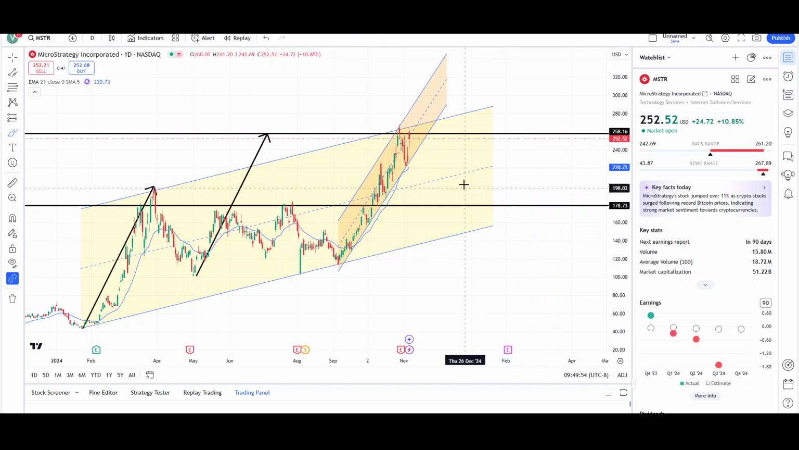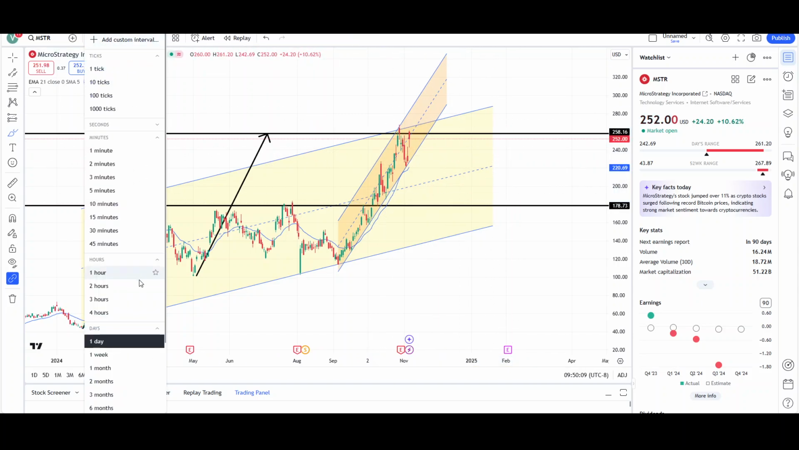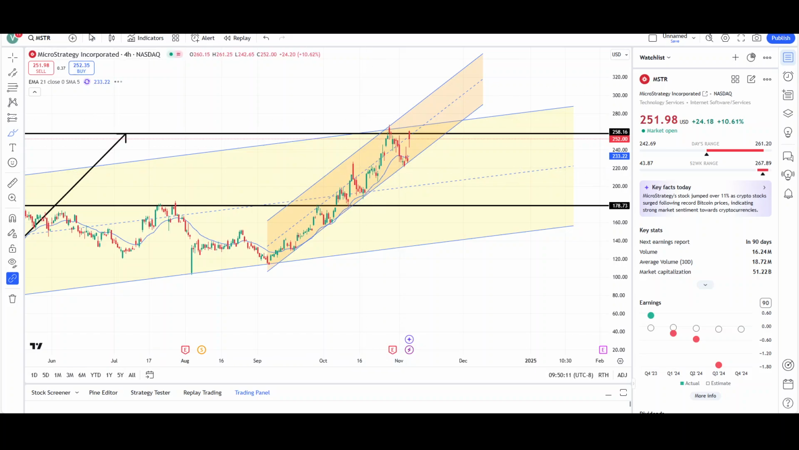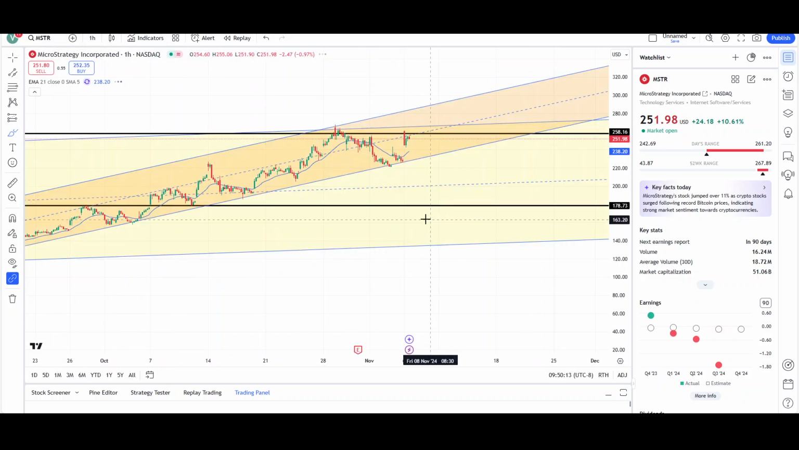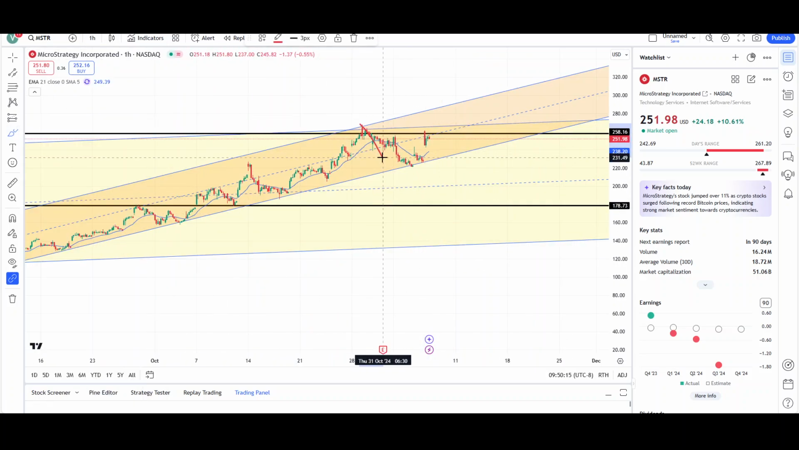Not allowing it to complete. And it would have been more ideal to see some sort of complex pullback, some sort of two-legged pullback, something like this, instead of just one leg and then a reversal. But in the short term, it did look like a two leg. So if you go to a 4 hour, or even a 1 hour, you'll definitely see those two legs. You can see that was one leg right here, pullback, second leg, and resumption of the uptrend.